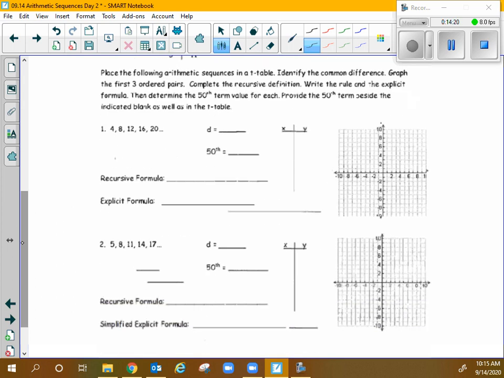Down at the bottom, 4, 8, 12, 16, 20. What important information can I get from that? Plus. Okay, the difference is 4. I agree. The difference is 4. What else is important? The first term. It's important for both the recursive and the explicit. So let's build recursive first. My first term, f of 1, is 4. So every term after is f of n minus 1 plus 4.